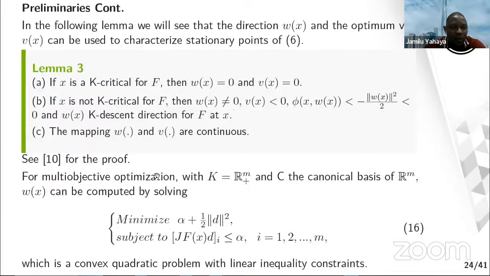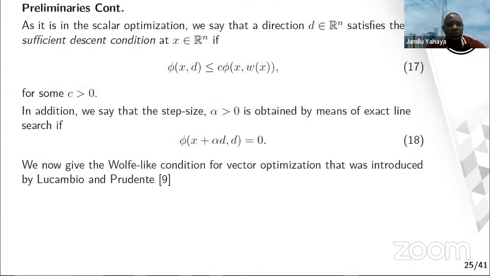One more important thing is we consider multi-objective optimization with K equals Rm plus and see the canonical basis of Rm. W of x can be computed by solving equation 16, which is a convex quadratic problem with linear inequality constraint. As in scalar optimization, we say that a direction d in Rn satisfies the sufficient descent condition at x in Rn if equation 17 holds for some c bigger than zero. In addition, we say that the step size alpha k bigger than zero is obtained by means of exact line search if equation 18 holds.